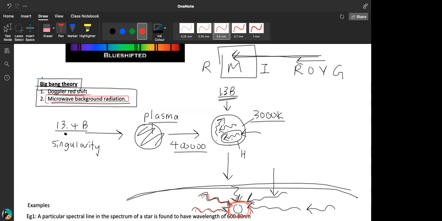Okay, so same as the redshift. The redshift says that we are expanding. The microwave background also says that the universe is expanding. That's why we are detecting this stretched out wave. So now these are the two supporting evidences.